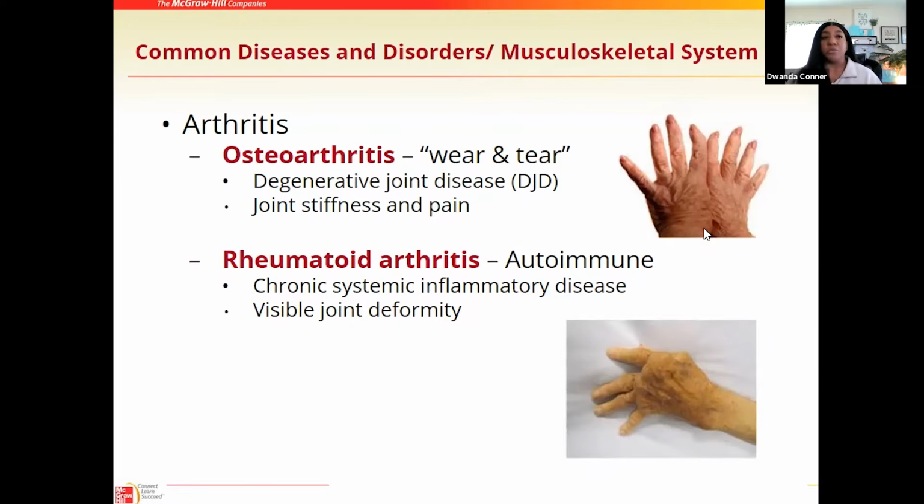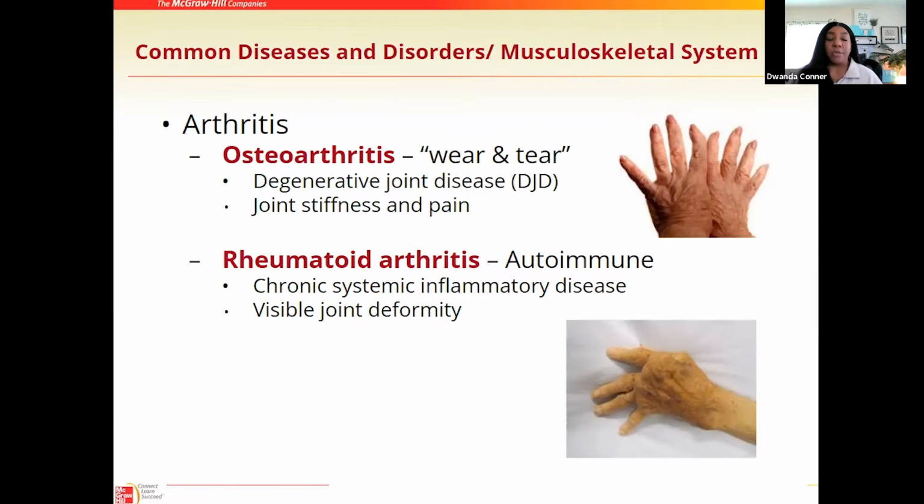Not to be confused with rheumatoid arthritis. Rheumatoid arthritis is autoimmune. And so this is caused by its own body that happens. It is an inflammatory disease. It's chronic. Chronic means that it's something that occurs over a period of time. And what it causes over time is visible joint deformity. And that's what you can see in the lower picture there.